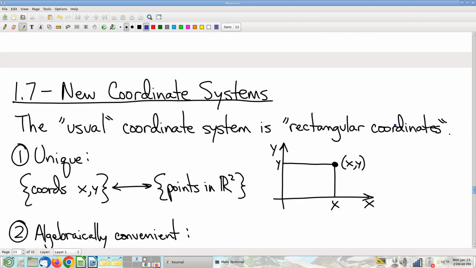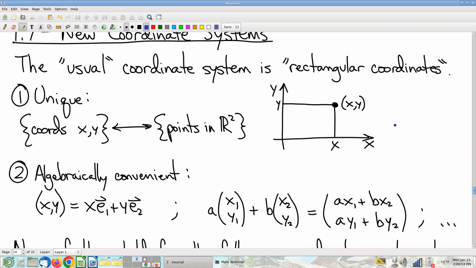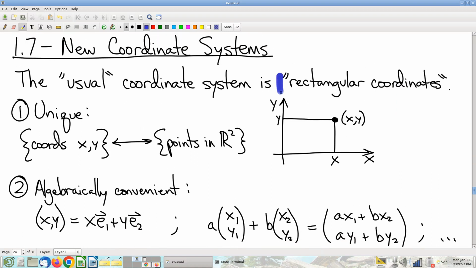Okay, so that does it for 1.5. Recall, of course, we've already done 1.6. That was our first section. I did them out of order. And now on to 1.7, talking about new coordinate systems. Y'all already know rectangular coordinates. This is what a lot of people think of as just the coordinate system for the plane. Start off in the plane.